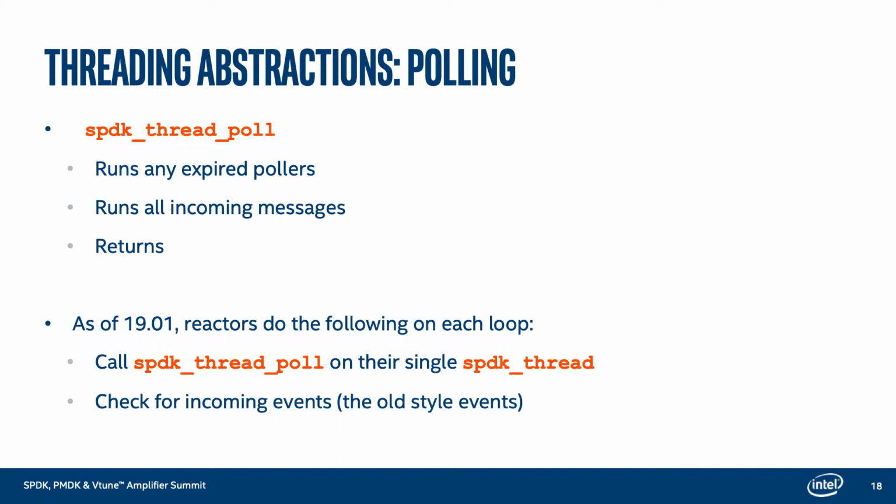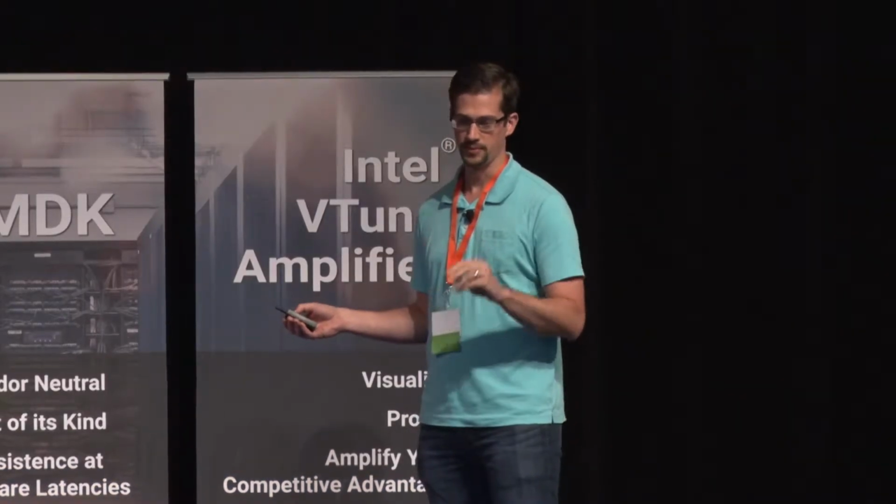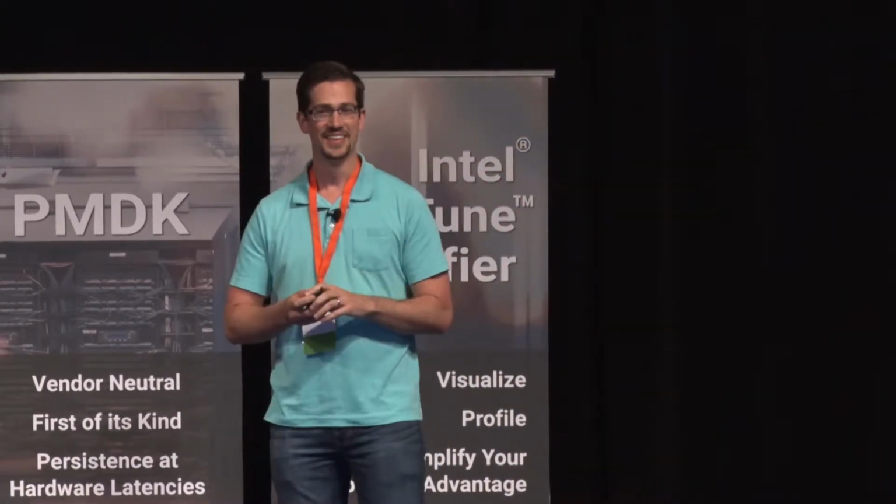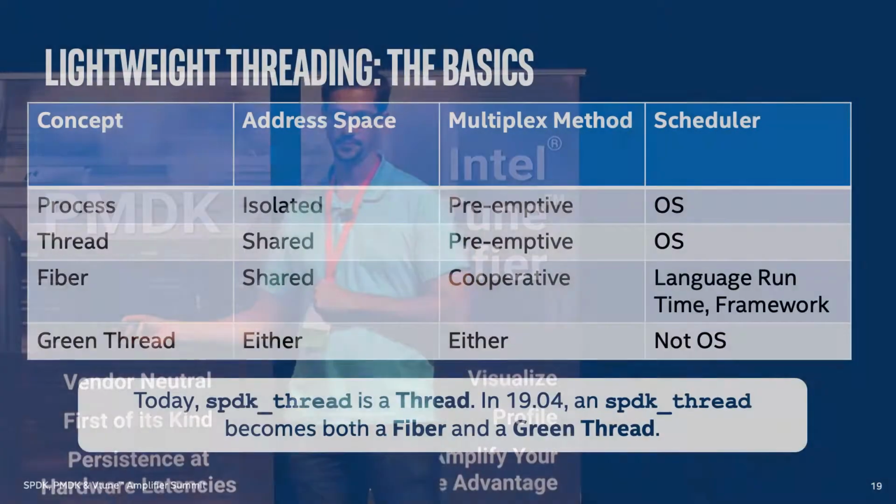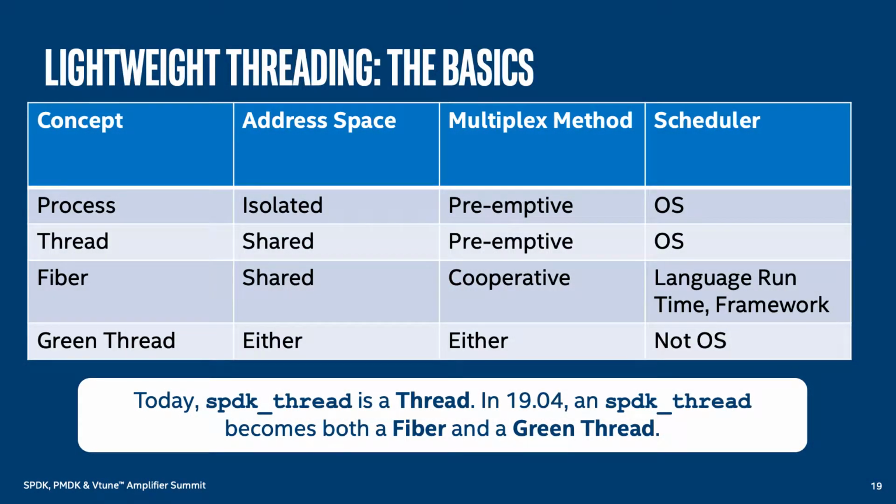And so then what we did is we changed our reactor implementation to simply have a single local SPDK thread and, in a tight while loop, call SPDK thread poll. It also happens to check for the old style events, but that will become an internal implementation detail shortly. That's just for people who are looking in the code saying, you only call poll in the loop. Well, you were not told the truth. So it is doing more, but that's an implementation detail. OK, that's sort of where we're at with 19.01.